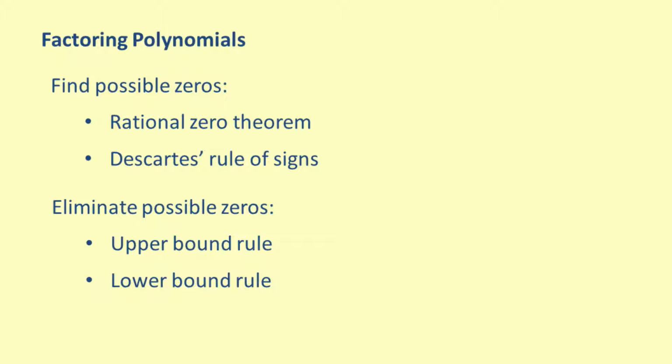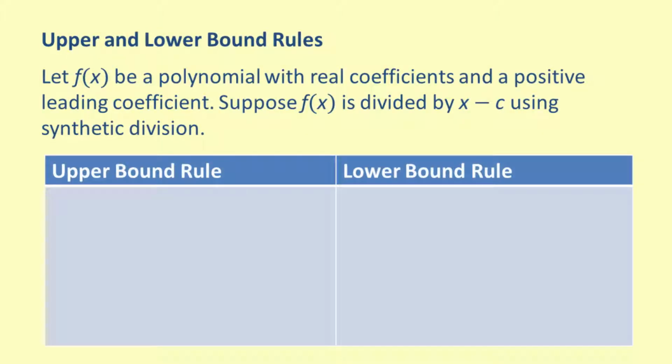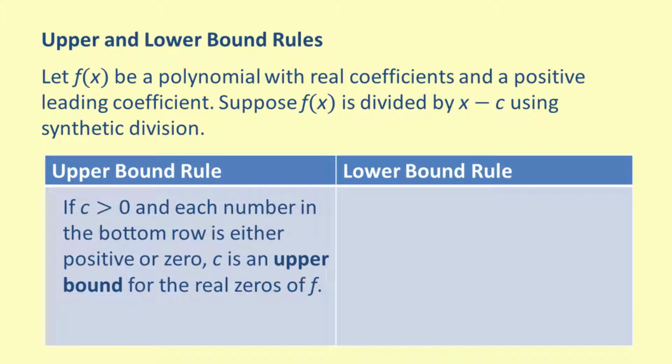The upper and lower bound rules can give you an upper and lower bound on the real zeros of a polynomial function. Let f of x be a polynomial with real coefficients and a positive leading coefficient. Suppose f of x is divided by x minus c using synthetic division. If c is greater than 0 and each number in the bottom row of synthetic division is either positive or 0, then c is an upper bound for the real zeros of f.